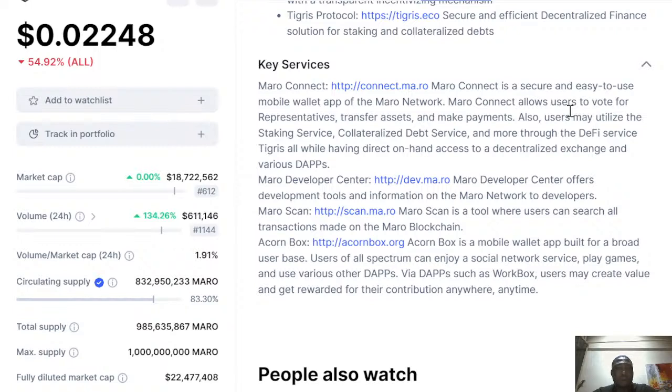And also, the micro is a decentralized offer of tools and information on the micro network for developers and others. The micro scan is a tool. These are the key services that they offer.